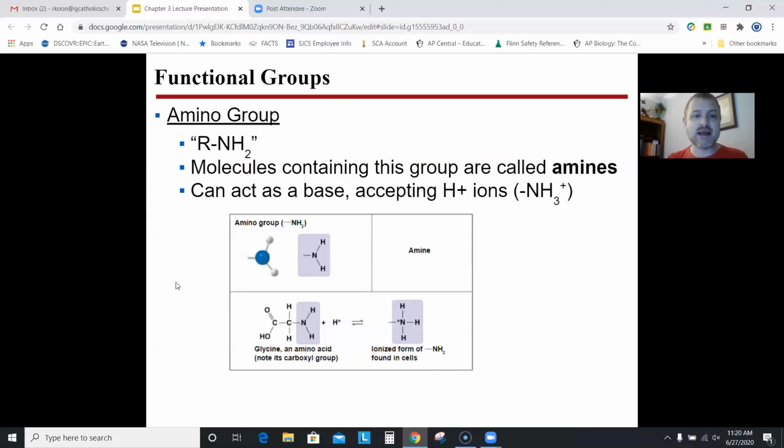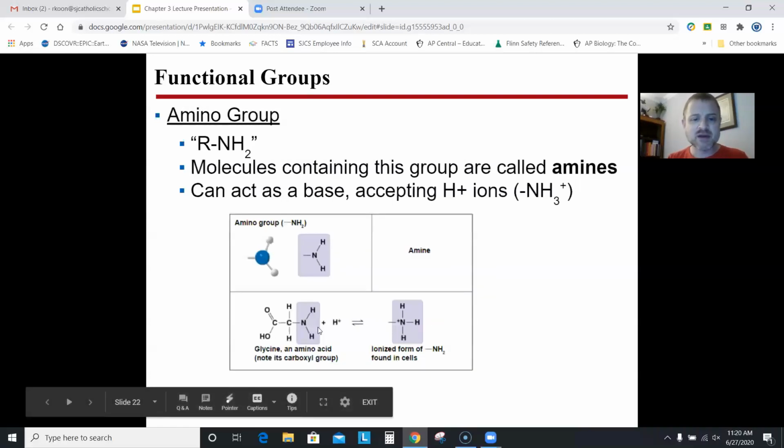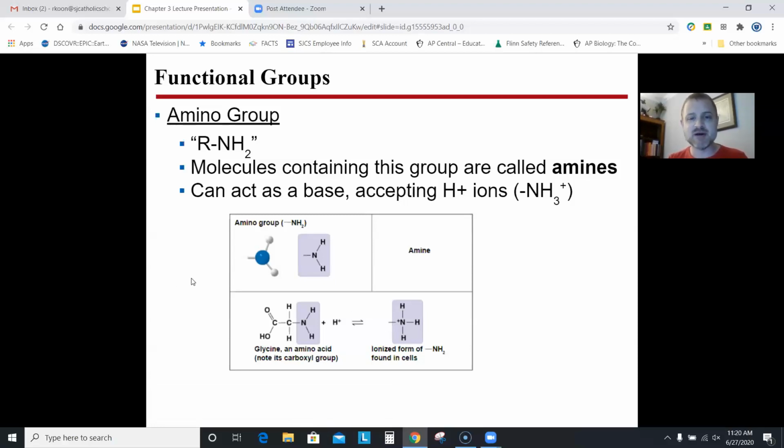Okay, cool. Moving on. Amino groups. So amino groups are NH2. They're called amines. They contain nitrogen. Notice, amino groups tend to be basic, because if you look at the picture, you can force an additional H plus onto an amino group. It forms NH3 plus. And if a molecule accepts H plus, that makes it a base, right? So adding amino groups tends to make the molecule basic.